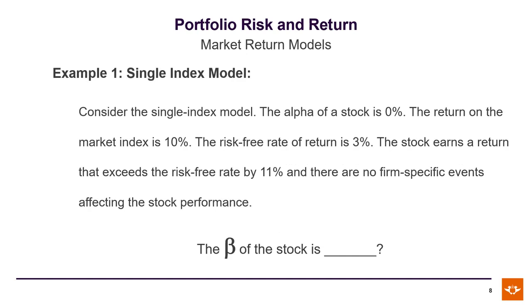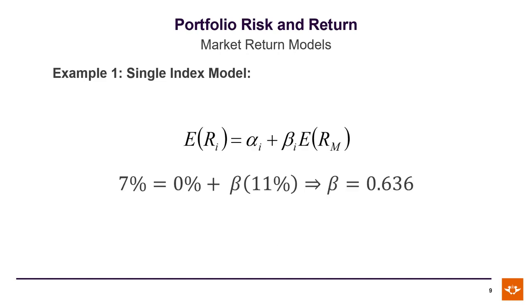So if we look at an example of how the single index model would be applied, the alpha of a stock is 0%. The alpha actually refers to active return, the return that a portfolio manager generates over and above the market. The return on the market index is 10%. The risk-free rate is 3%. The stock earns a return that exceeds the risk-free rate by 11%, and there are no firm-specific factors affecting the stock. They would like you to calculate the beta on this.